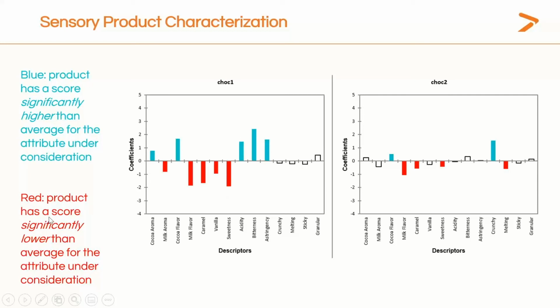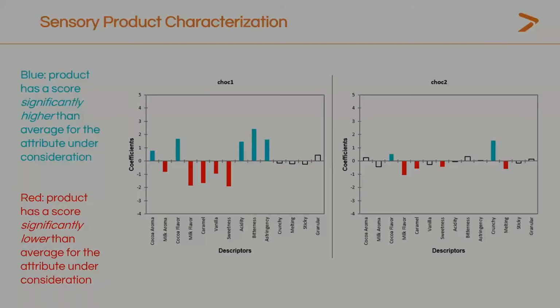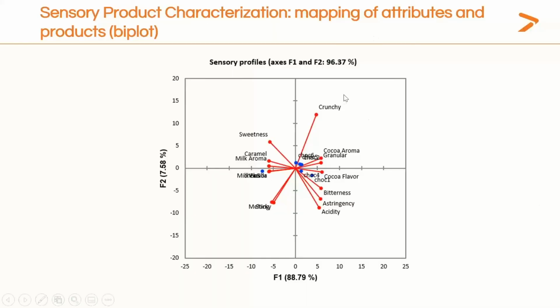Whereas in red, you have the negative effects. So chocolate number 1 has a milk aroma score, milk flavor, caramel, vanilla, and sweetness score, which are significantly lower than the average. And you can have the same kind of interpretations for chocolate 2 and chocolate 3. So in this way, you are really characterizing each chocolate for each specific attribute. Then product characterization also provides you with PCA analysis, which maps the different attributes with the different chocolates.